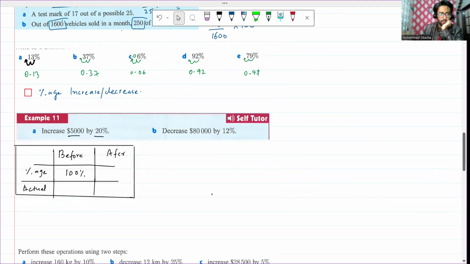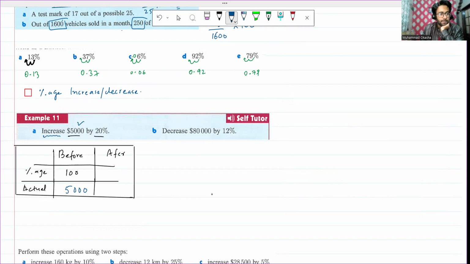Very carefully place the values. This 100% is already here by default. Okay, we're not going to change that. In fact, I'm not going to write a percent because this is the percentage. It's automatically assumed that whatever is in these boxes would be percentage. Now, before you had $5,000. So before the actual value was $5,000, right?